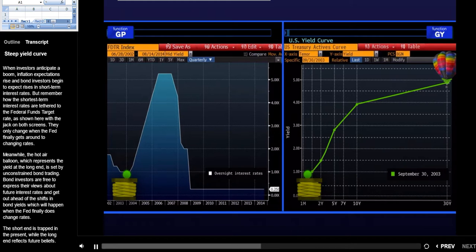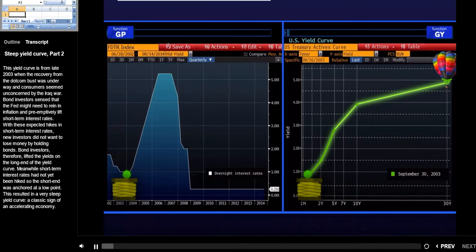Meanwhile, the hot air balloon, which represents the yield at the long end, is set by unconstrained bond trading. Bond investors are free to express their views about future interest rates and get out ahead of the shifts in bond yields, which will happen when the Fed finally does change rates. The short end is trapped in the present, while the long end reflects future beliefs.